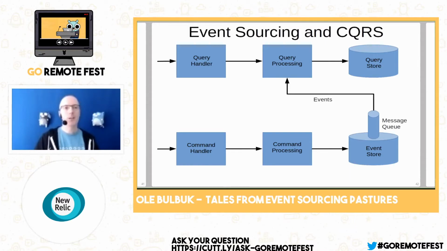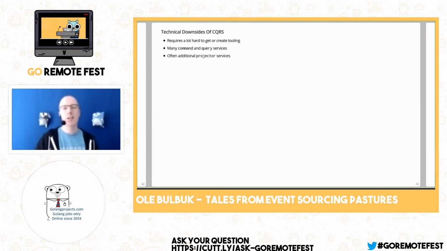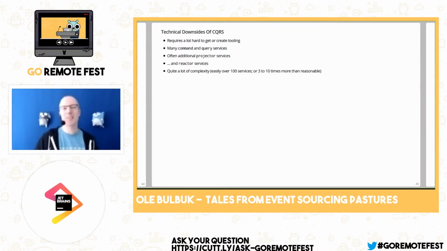And even the writes to the query store, you often don't want to do via the same service that is doing the query processing, because the queries you want to scale independently. So you have additional services for that. They are often called projector services. And if all those services aren't really independent of each other, you even need reactor services that just read events and emit new events. So all in all, you have quite a lot of services and complexity, and it's easily more than 100. And often it's like 3 to 10 times more than would be reasonable in a down-to-earth way.